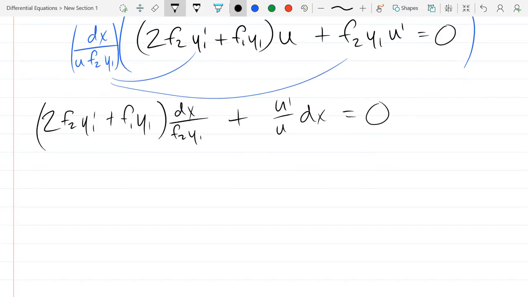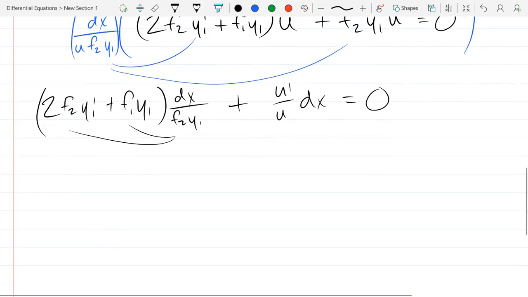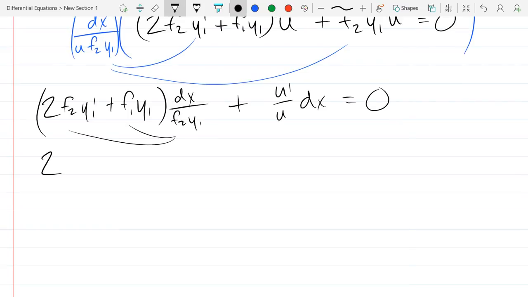And now let's distribute over here. We'll get a little more cancellation. Each one's going to cancel a little differently. That's why I didn't want to cancel everything at once or distribute fully at first. So we'll get f2 cancels, 2 dx over, or still 2y1 prime dx over y1.